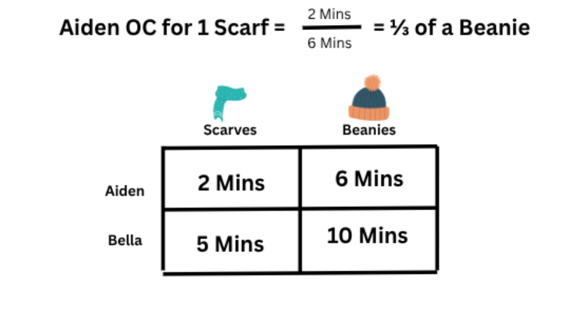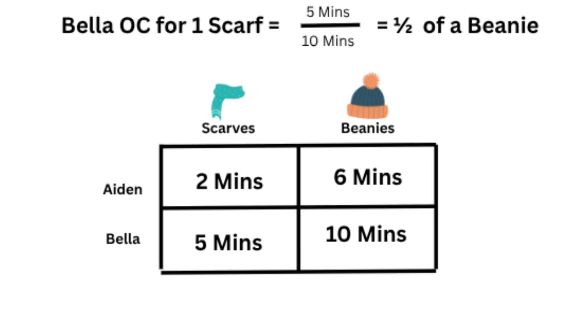Let's start with Aiden. To find his opportunity cost for producing one scarf, we're going to take the 2 minutes he takes to produce one scarf, and then we're going to take the other, which is the 6 minutes he takes to produce one beanie, and put it under. So this means every time he produces one scarf, he misses out on a third of a beanie.